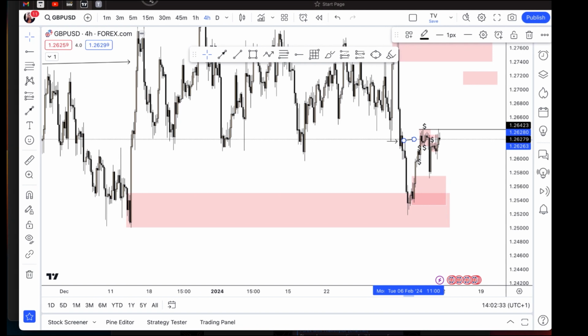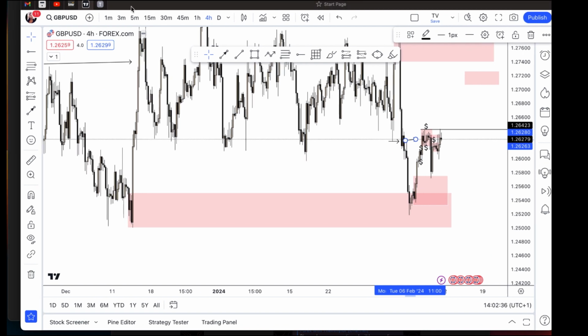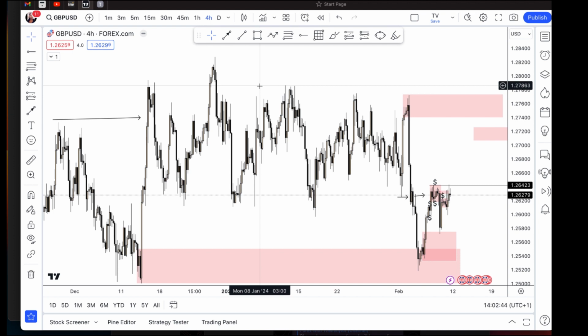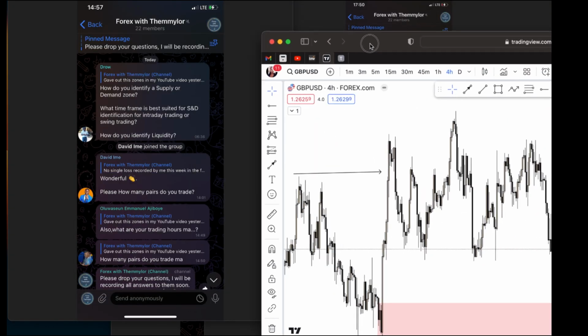Okay, how many pairs do I trade? I would have loved to say I trade one pair, but let me just say I trade two pairs. GBP USD is my main pair to trade, my go-to pair, and this year I added EUR USD. So those are the two pairs I trade, but most times you find me on the GBP USD more than on EU. But this last week I think I traded more of EU, so I trade just two pairs.